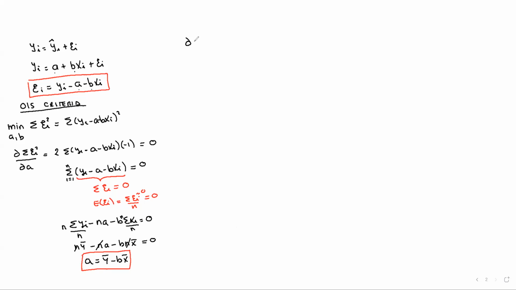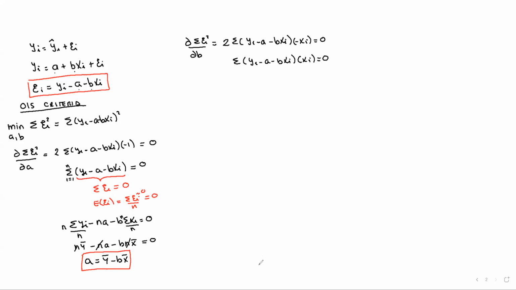Now what I will do is I will derive my sum of squares of the errors with respect to b. So let's do the same. It's going to be 2 times sum of yi minus A minus b xi. Now I'm deriving with respect to b, so times minus xi equals 0. So the sign and that 2 can disappear. So I end up having sum of yi minus A minus b xi times xi equals 0.